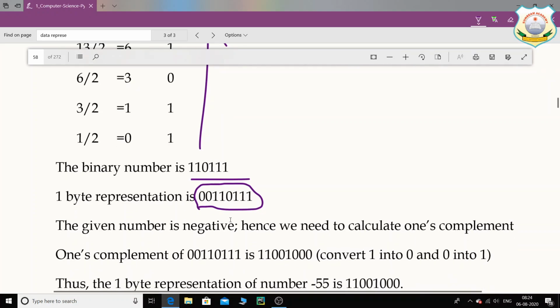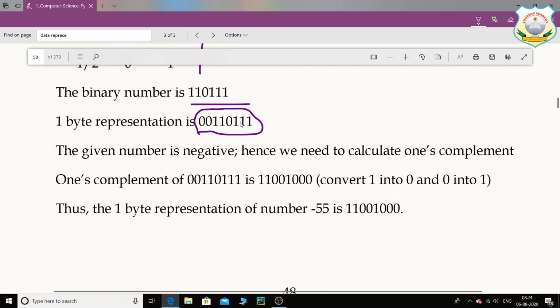Right, now we have represented this number as 8-bit, and the next step that we need to do is, this is a negative number, so we will convert every 0 to 1 and 1 to 0. So what we're going to do, we can start from any side, that is from the right-hand side or from the left-hand side. It is not going to make any difference.